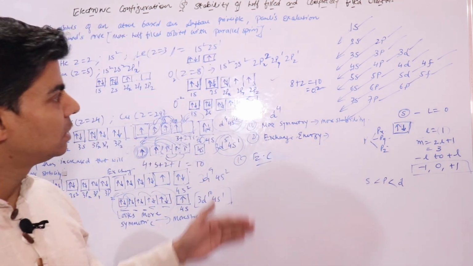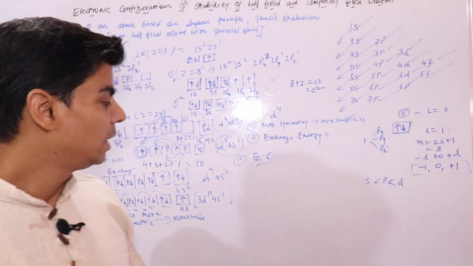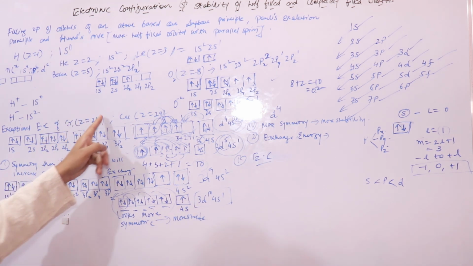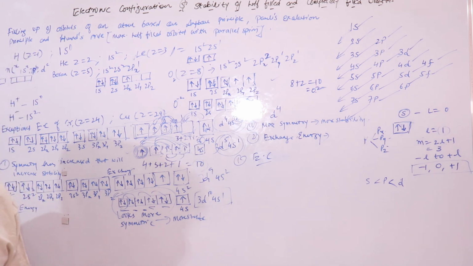So I hope all this is clear to you. Just remember this while writing the electronic configuration, and just know that these two, the electronic configurations of chromium and copper, are an exception to the Aufbau principle.